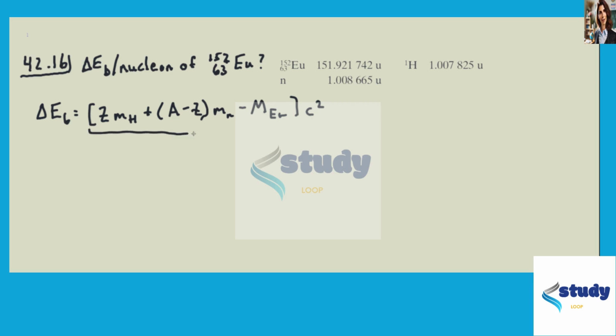So if we call this delta M, we just put in all of our information here and find that it's equal to 1.34418 atomic mass units.